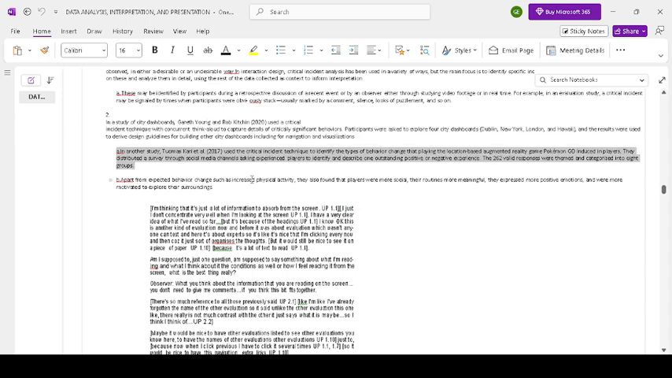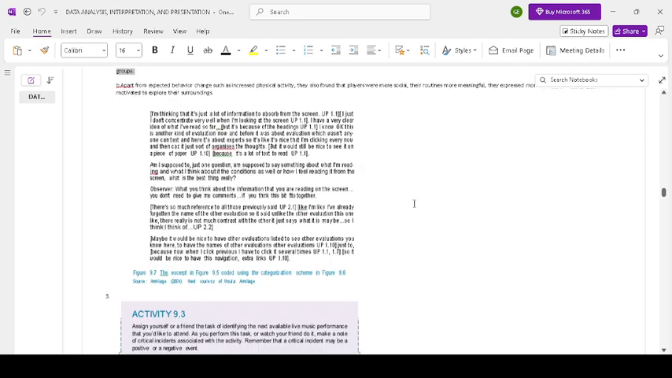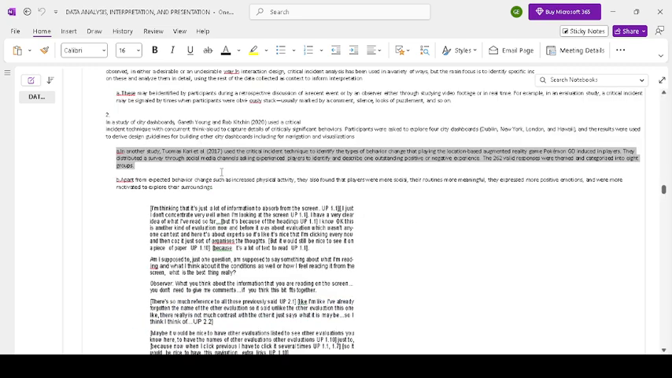In another study, Thomas Carr used a critical incident technique to identify the types of behavior change that playing the location-based augmented reality game Pokemon Go induced in players. They distributed a survey through social media channels asking experienced players to identify and describe one outstanding positive or negative experience. The 262 valid responses were themed and categorized into 8 groups.